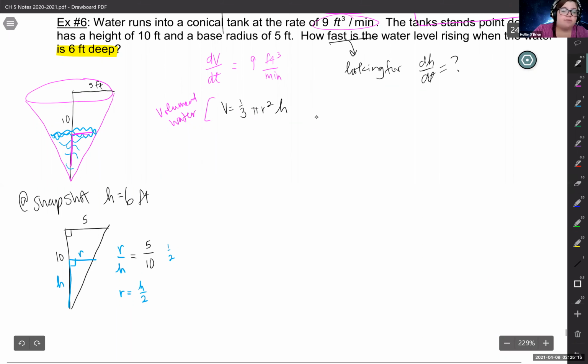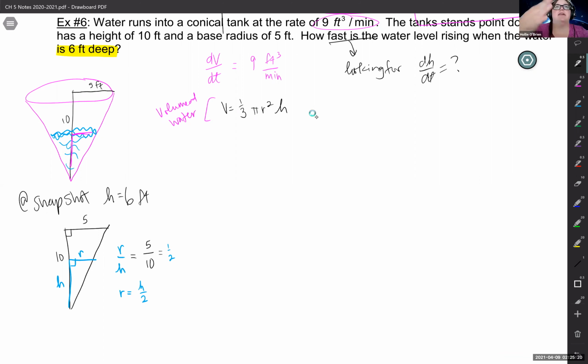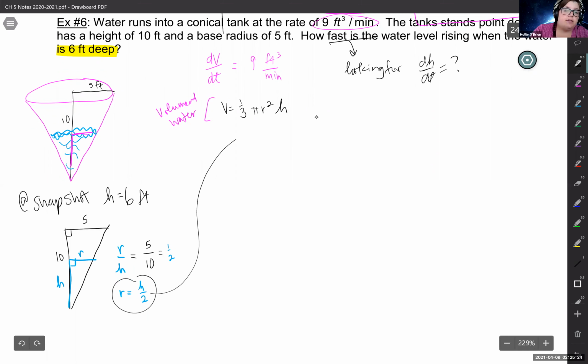Now we have it in R and H. We can plug in, everywhere there's an R, put in H over 2. So V equals 1/3 pi times H over 2 squared times H. So now this is so much better. We have volume in terms of a single variable.